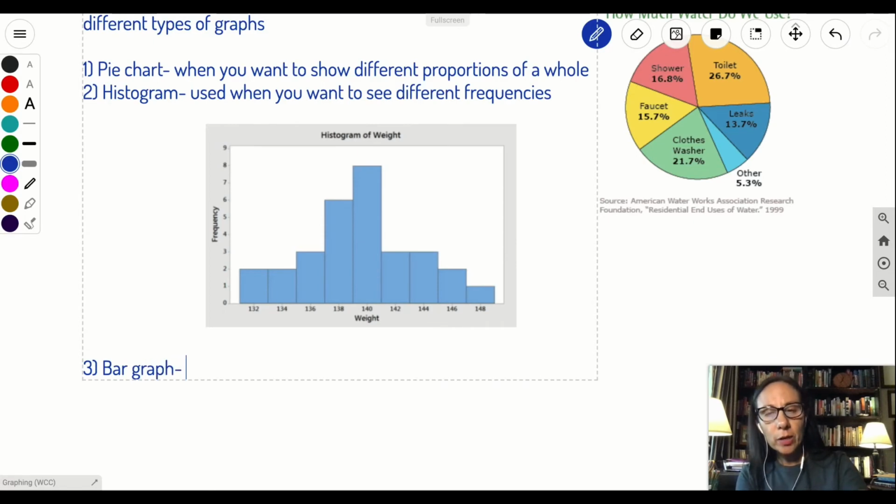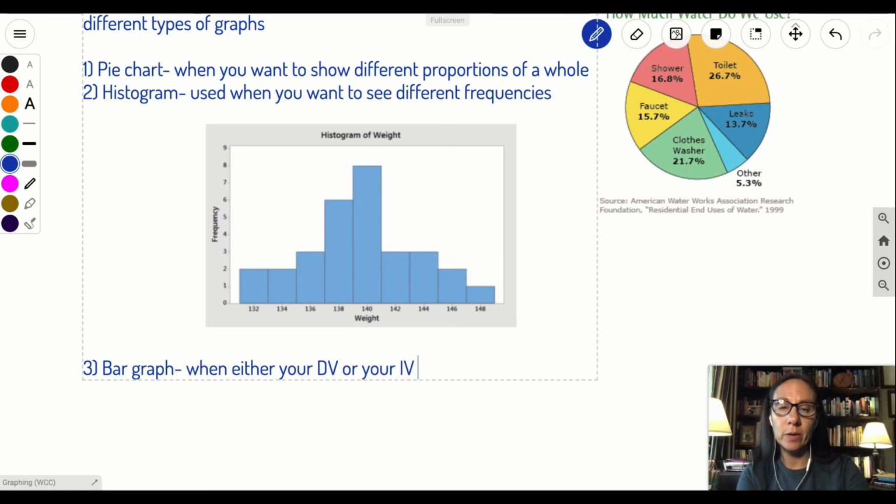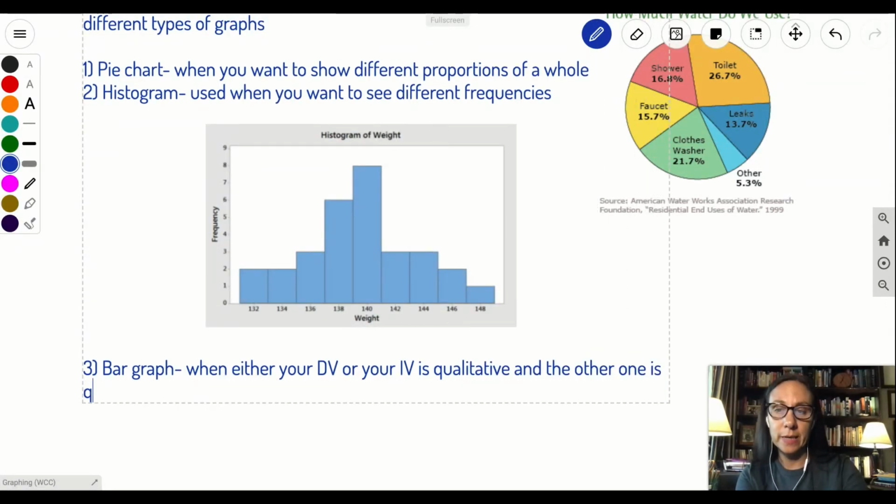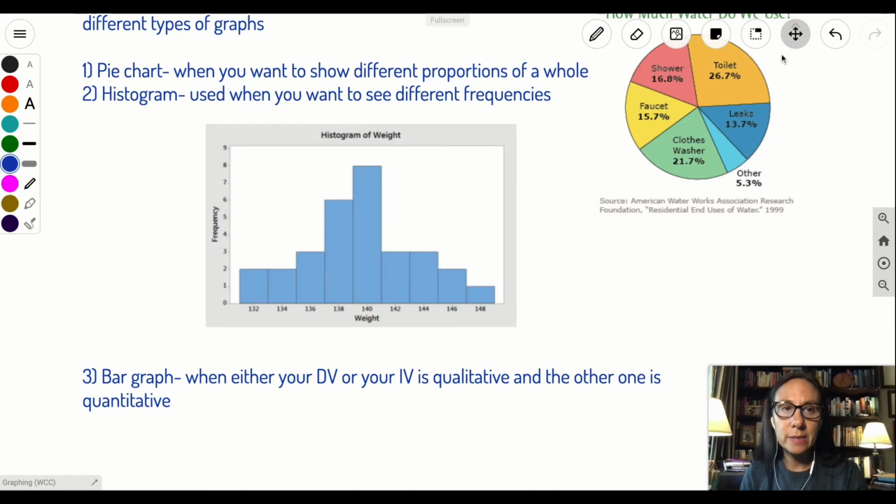Okay, a bar graph is used when you have the 2 variables, your independent variable and your dependent variable, and one of those variables is categorical data. So when either your dependent variable or your independent variable is categorical, which means qualitative, and the other one is quantitative. Okay? And so that would look like this. Let me show you an example.